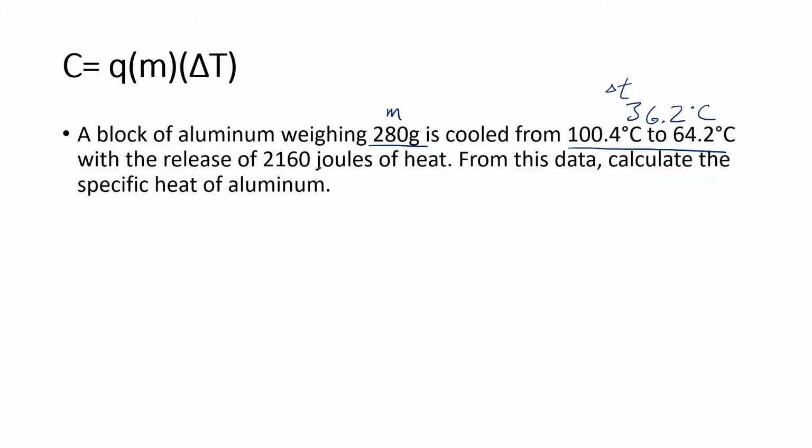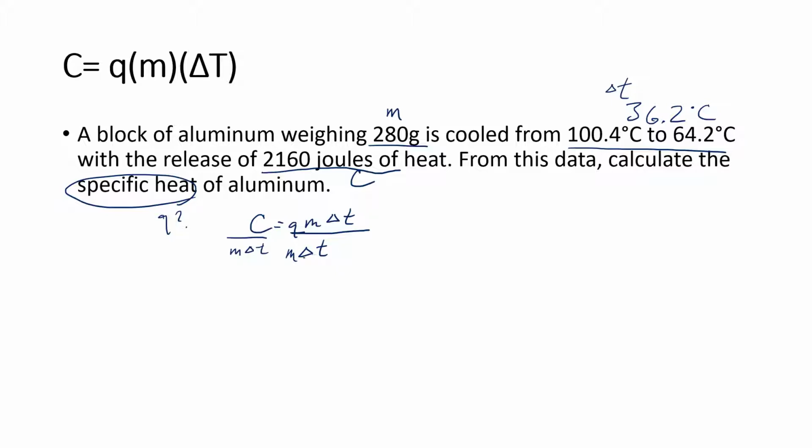With the release of 2,160 joules. That's going to be C. From this data, calculate the specific heat. So it wants Q. That means we need to rearrange this equation just a little bit. That shouldn't be too bad. So C is equal to Q m delta T, and we want to get Q by itself. So I would divide both sides by m delta T.